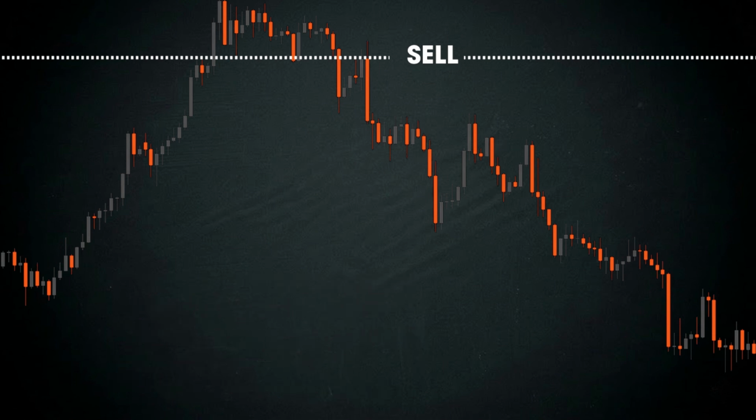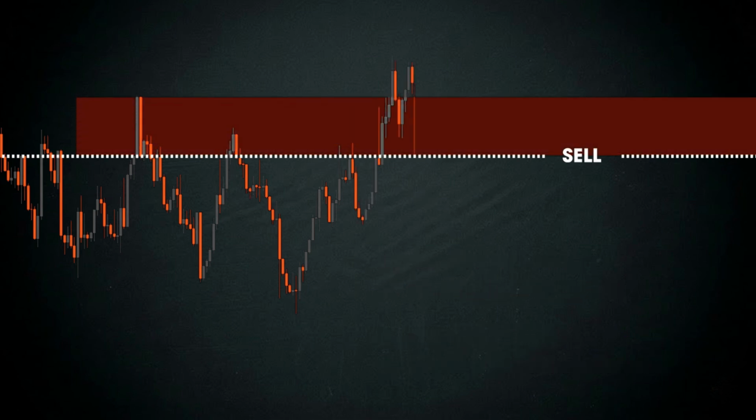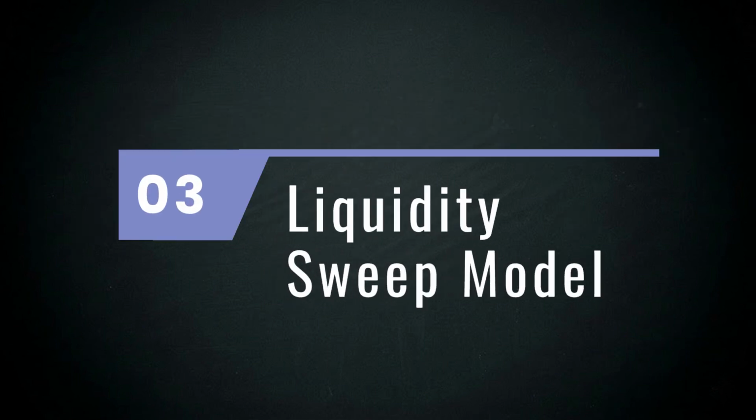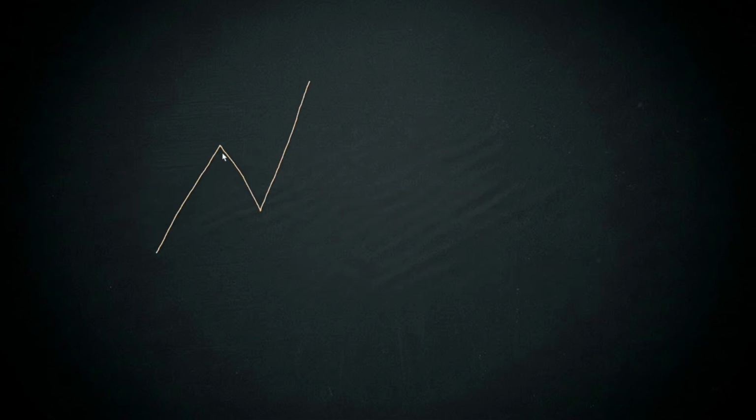The market actually requires this liquidity to gain momentum. So the crucial point is this. If the price does not sweep liquidity before it hits your key level, it is going to use your zone as the liquidity.